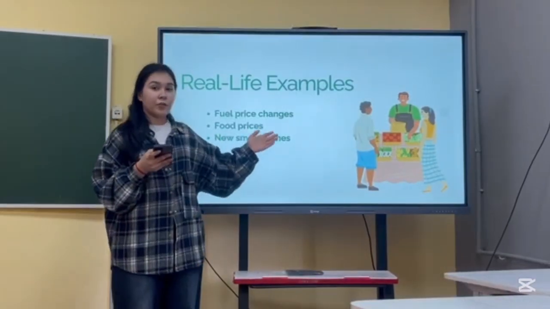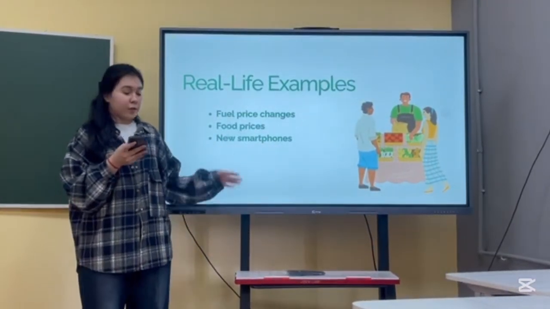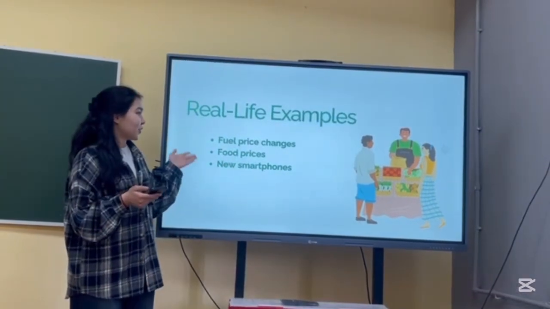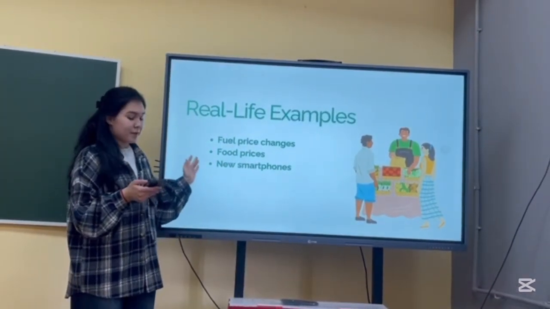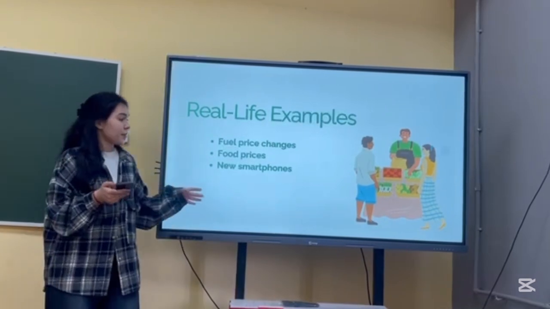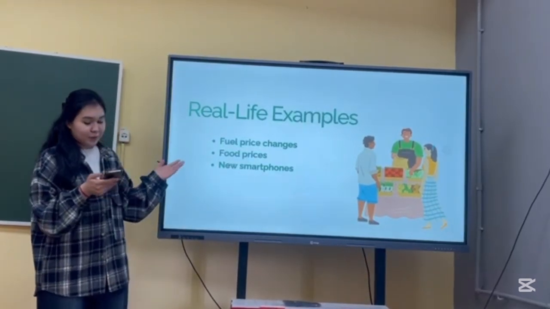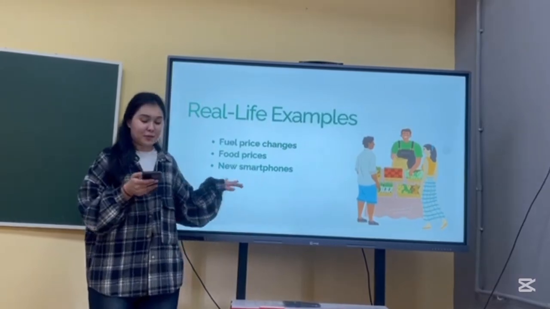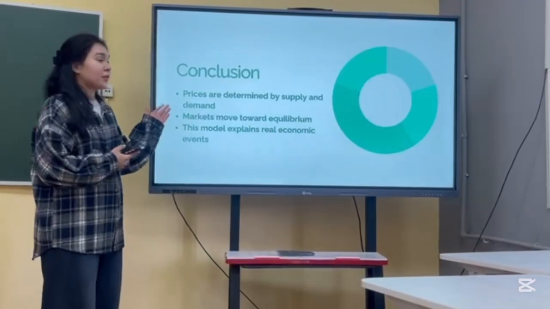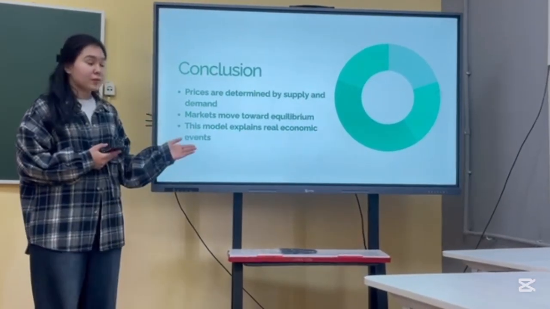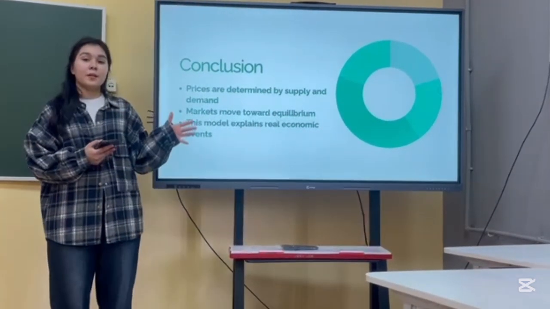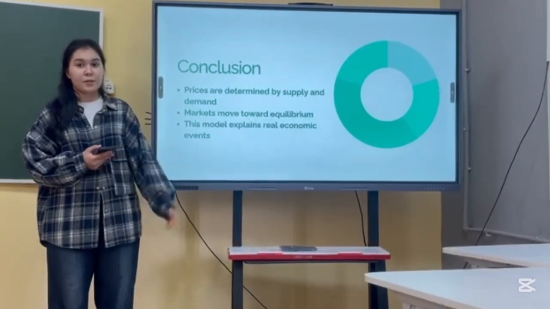Now, supply and demand in real life examples. For example, if fuel prices rise, supply decreases and the price increases. Or when a smartphone is released at high demand, it can push prices up. To conclude, prices are determined by supply and demand, and markets move toward equilibrium. This model explains real economic events.